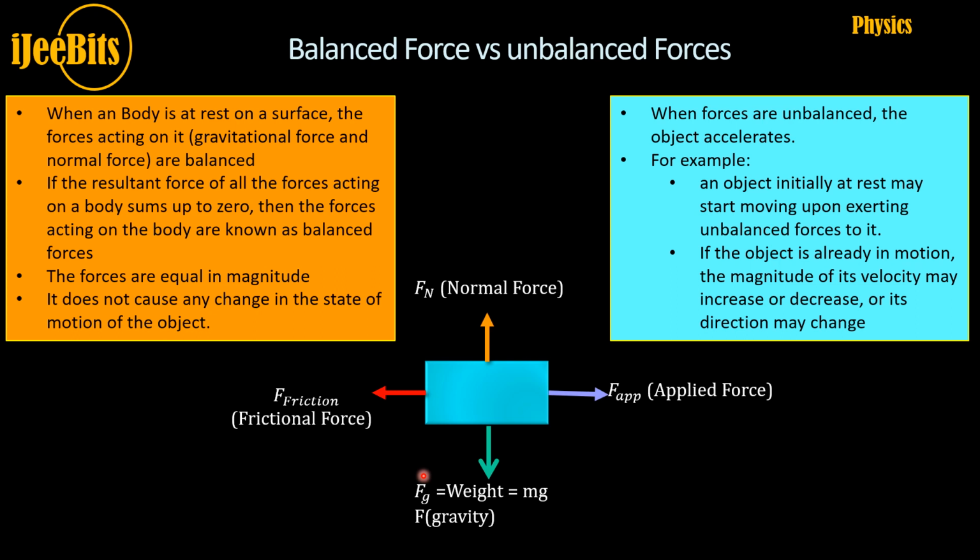So Fn and Fg, right? If they both are equal in magnitude and opposite in direction, then the net force would be Fn minus Fg equal to 0, Fn equal to Fg, but in opposite direction. So let me reiterate. If the resultant of all the forces acting on the body sums up to 0, then the forces acting on the body are known as balanced forces. Fn minus Fg equal to 0, right? So what that means is the forces are equal in magnitude.